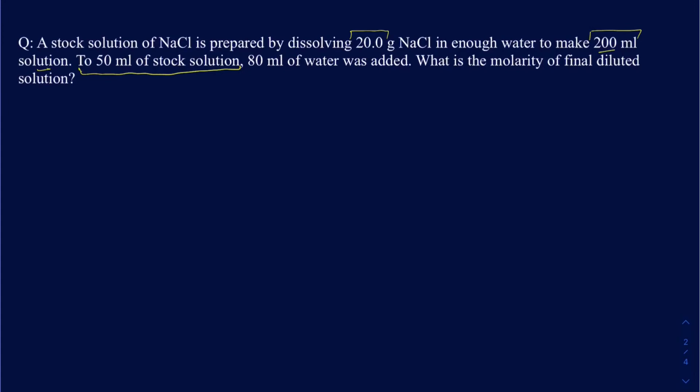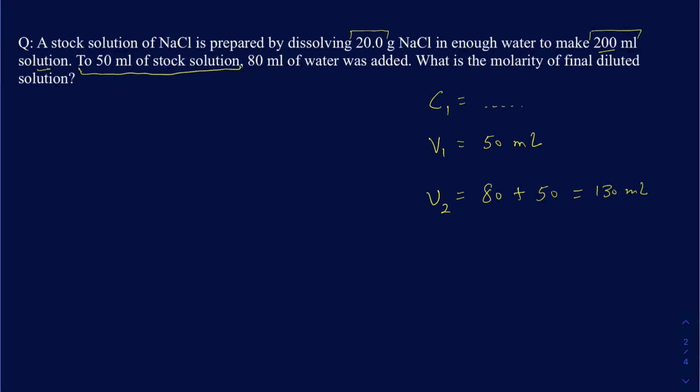So we've got the stock solution, and I don't know the concentration of the stock solution. So let's say C1, we don't know that yet, okay? And we are using only 50 milliliters of stock solution, so I know the volume V1 is going to be 50 milliliters. Then it says 80 milliliters of water was added to that stock solution. So the volume V2 of your diluted solution is going to be 80 plus 50, assuming the volumes are additive. So it's going to be 130 milliliters.